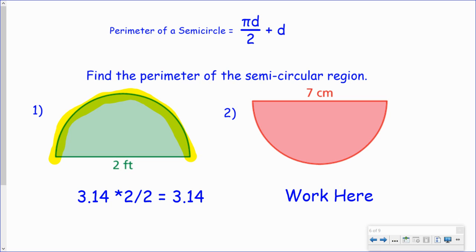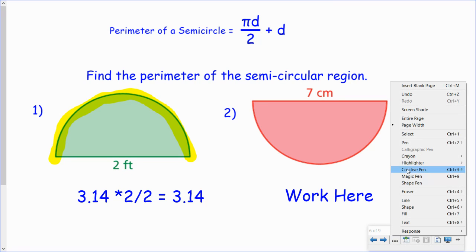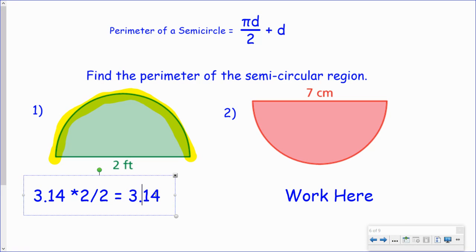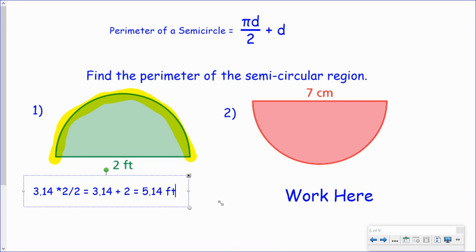So that's not a complete answer, because now what we need to do is take that and add the bottom side on. So plus 2 more. My final answer would be 5.14 feet. Okay. So that's my first one. I'm going to make it a little bit smaller.